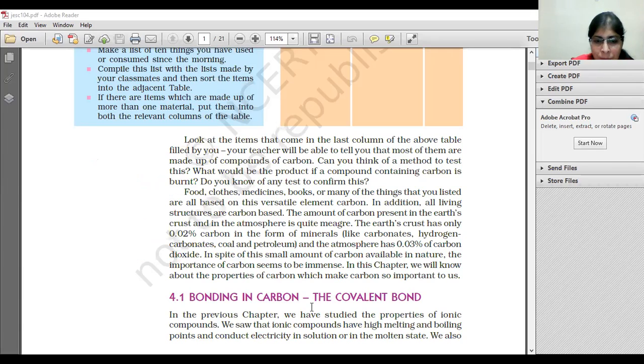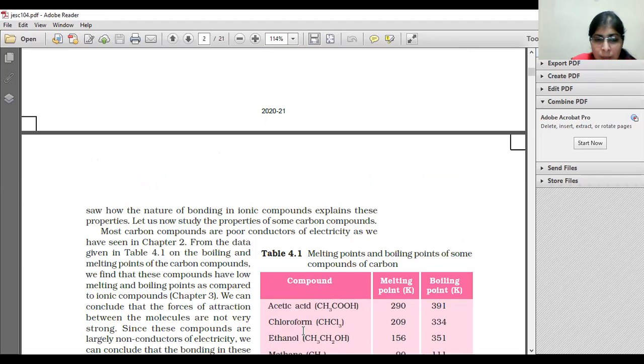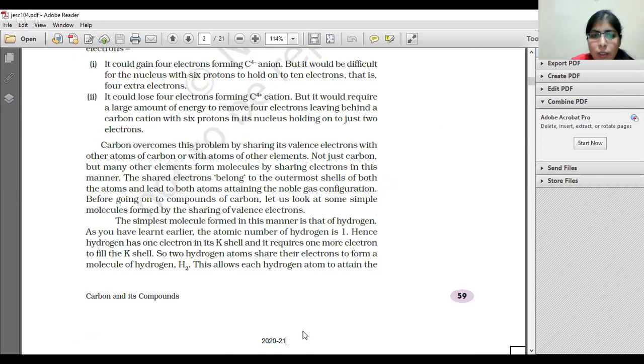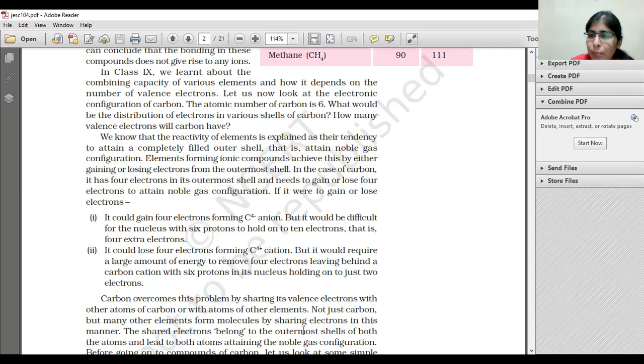And then, ionic compounds have high melting and boiling points and conduct electricity in solution. Most of the carbon compounds are poor conductors of electricity. Their boiling and melting points are a little bit lower compared to ionic compounds because the force of attraction is not as strong. In ionic compounds, cations and anions are involved, so there are plus and minus charges, and the bond is much stronger.